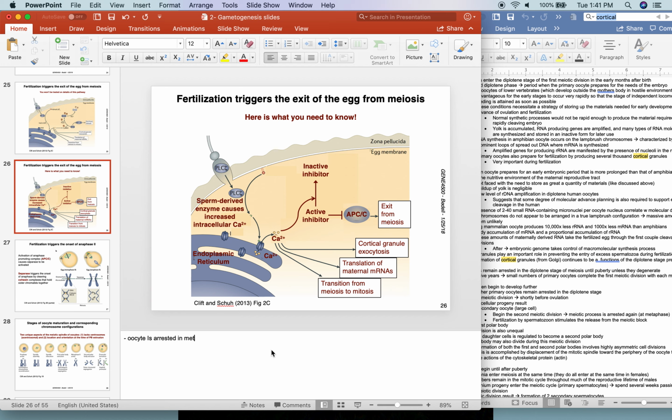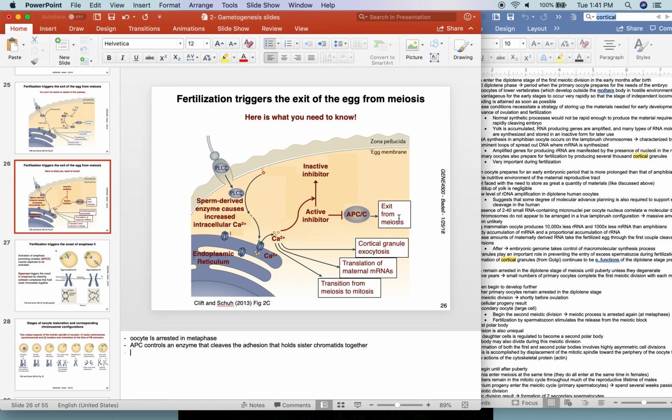What that does is control an enzyme. It's actually a complex of proteins. It indirectly controls the enzyme that will cleave the cohesin that holds the sister chromatids together. So if APC/C is being inhibited, you're going to stay in metaphase. Once you have active APC/C, then you get separation of the sister chromatids, and that's the onset of anaphase. So that's what we have here.